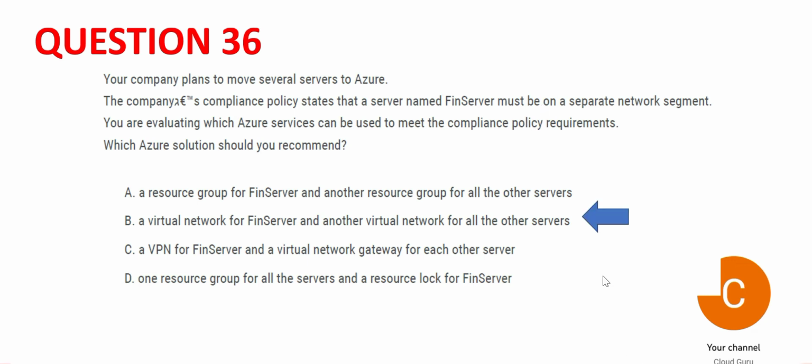Whenever we talk about a separate network segment, we're talking about virtual networks, and the other options don't have virtual networks. A and D are totally wrong because they're talking about resource groups. Putting them into resource groups will not split them into different virtual networks. So A and D are grossly wrong. B is our answer.